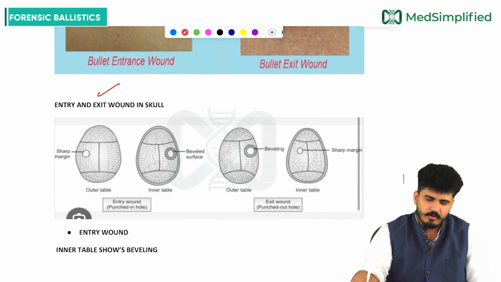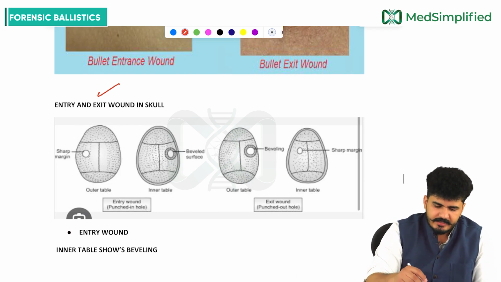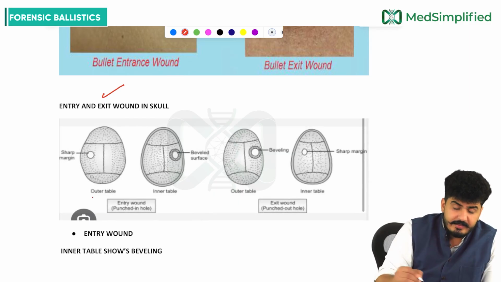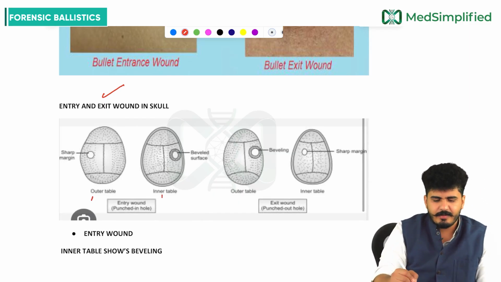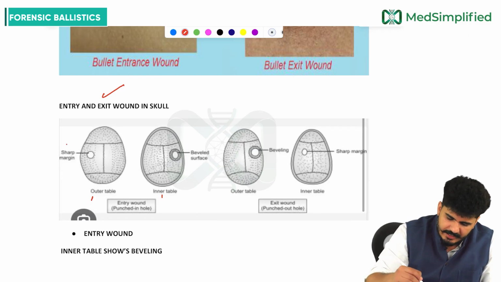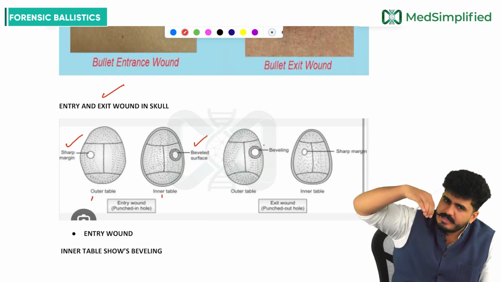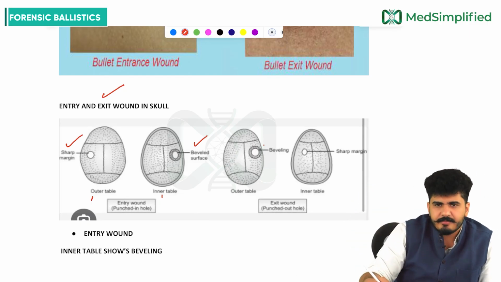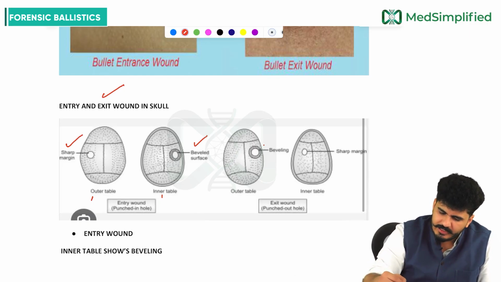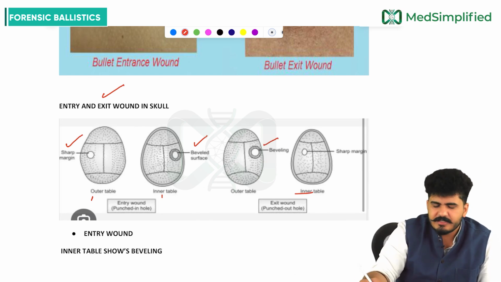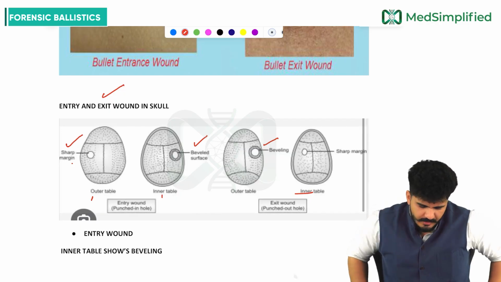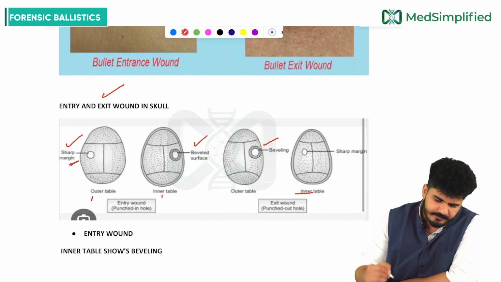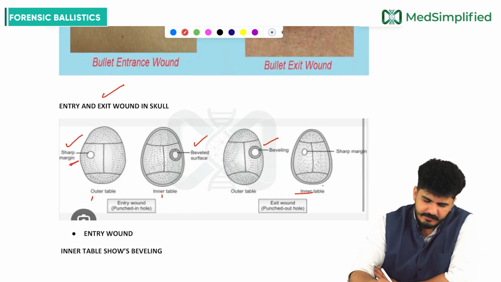Very important to note down here. Entry and exit wound in the skull: in the skull vault there will be an inner and an outer table. At the outer table of the entry wound there will be a sharp margin, but the inner table will have a beveled surface. In the exit wound, the outer table will have beveling, and the inner table will have a sharp margin. So entry wound, outer table, sharp margin. In the exit wound, your inner table has the sharp margin.